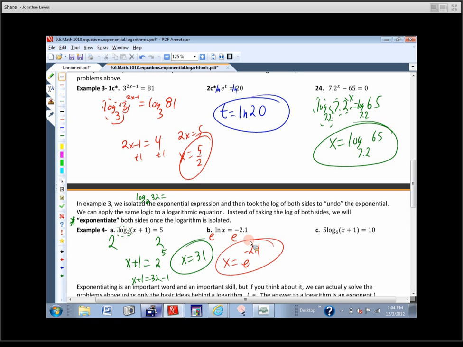Wouldn't you want to do the reciprocal since it's a negative exponent? You mean write it like this? 1 over e to the 2.1? You could, but which is easier to plug into your calculator?